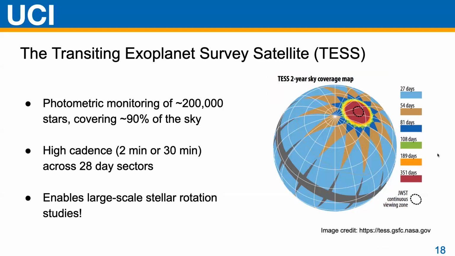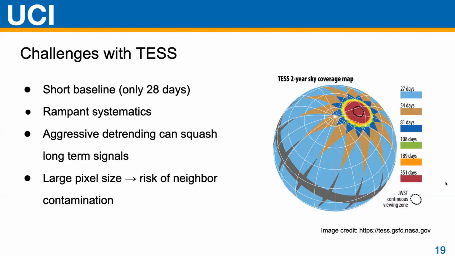So the Transiting Exoplanet Survey Satellite is doing photometric monitoring of essentially the entire sky, 90% of the sky, and it's doing it at high cadence across shorter sectors than Kepler. So we're only looking for 28 days at each patch of the sky, but we are looking at the entire sky as opposed to Kepler's strategy of looking at one part of the sky. This means that we're going to get a whole lot more field stars distributed across the sky, but that also means across the galaxy. We're going to be probing different parts of the Milky Way and our nearby solar neighborhood.